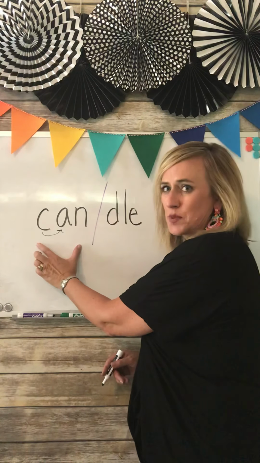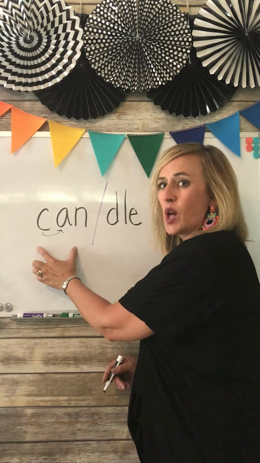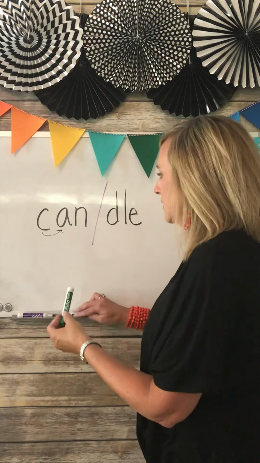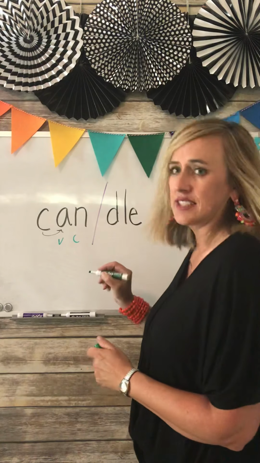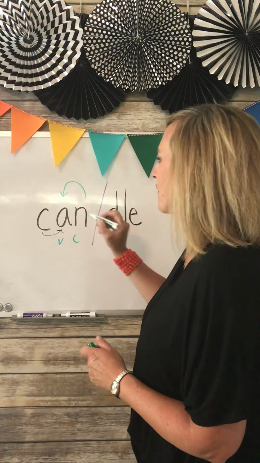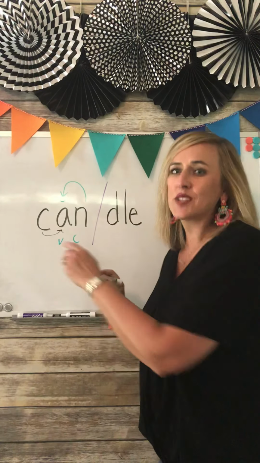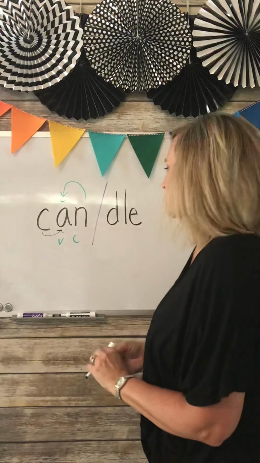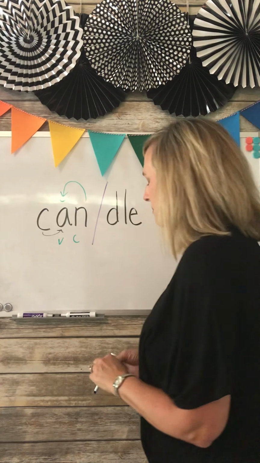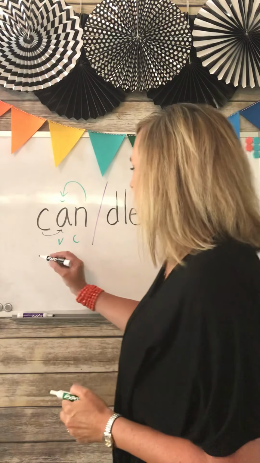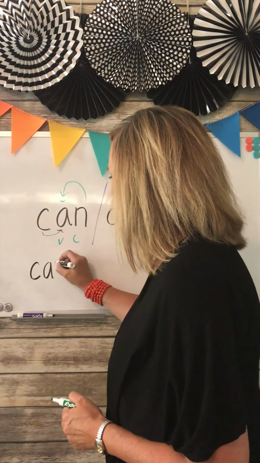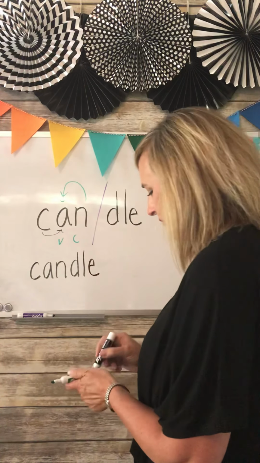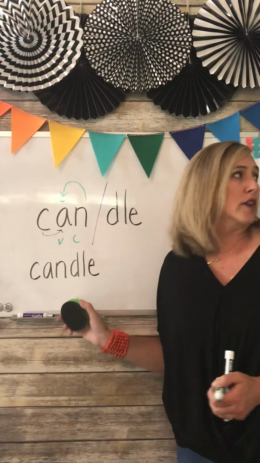And let's look at that syllable type. Do you recognize it? What would we call this syllable? Think for a second. All right, I've got a vowel and then a consonant. That consonant closed off that A, making it make a short sound. So this would be a closed syllable. The vowel is closed off, making it short sound, and then the consonant LE syllable. So candle is spelled C-A-N-D-L-E. Make sure you wrote it just like I did up here.